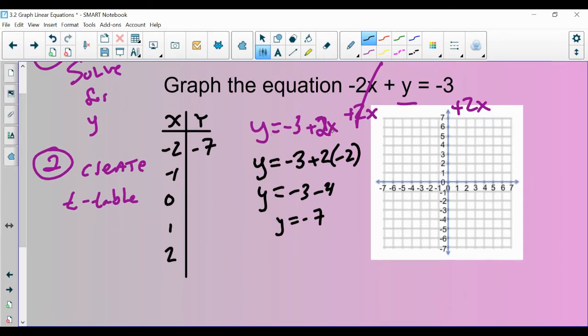Next, I'm going to plug negative 1 in for x. That would be negative 3 plus 2 times negative 1. Well, you know positive 2 times negative 1 is negative 2.